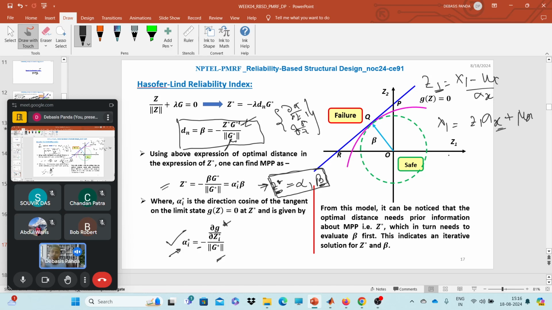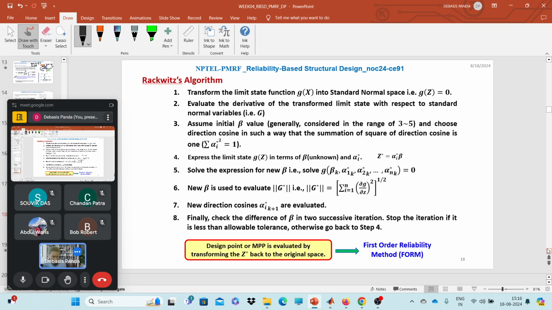Then we look for the MPPs, that means most probable points, or the points which will give us the shortest distance from the origin to that limit state function. Okay. So if we summarize this algorithm, which as a whole is called the Rackwitz algorithm to solve first order reliability problems, let's quickly recapitulate or quickly go through that algorithm.